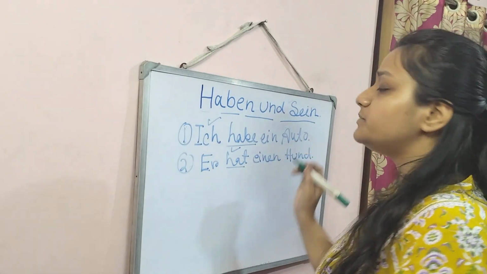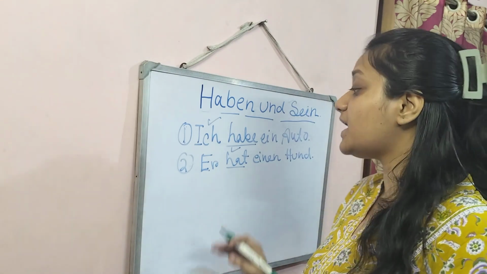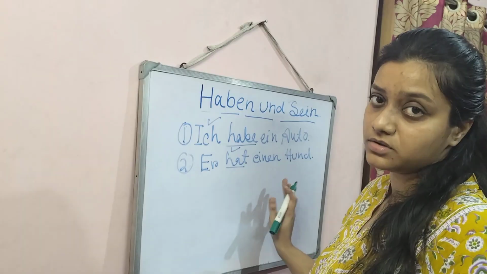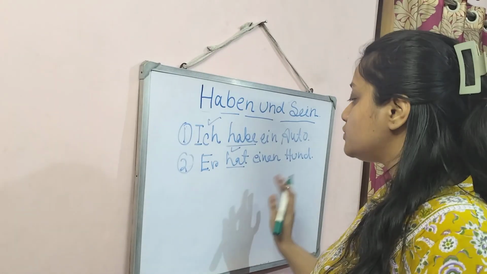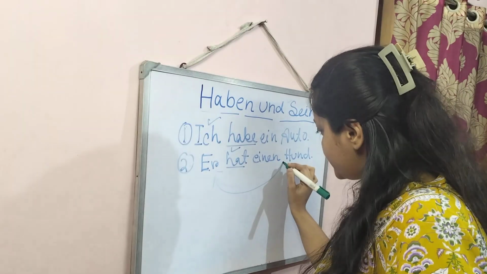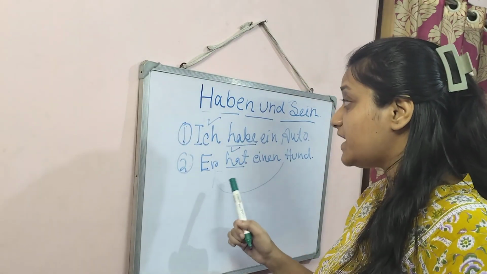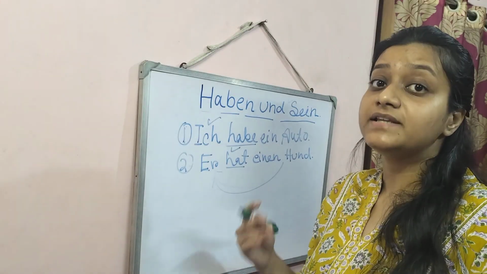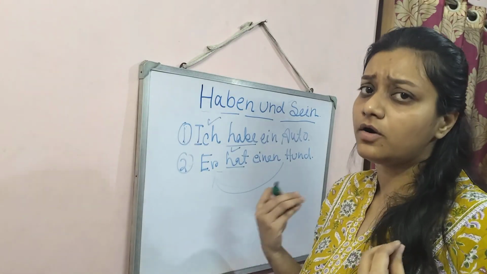Ich habe ein Auto means I have a car. And Er hat einen Hund means he has a dog. So the dog belongs to him. That is why I have said that haben is used for possession, that it belongs to him, her or me.